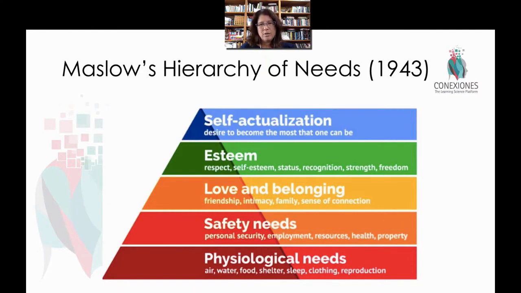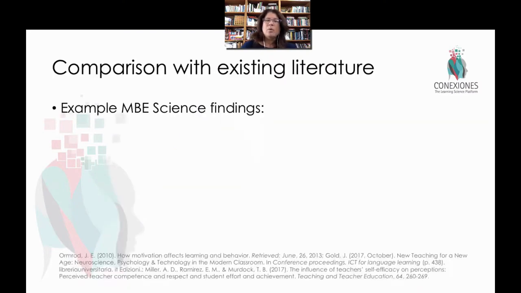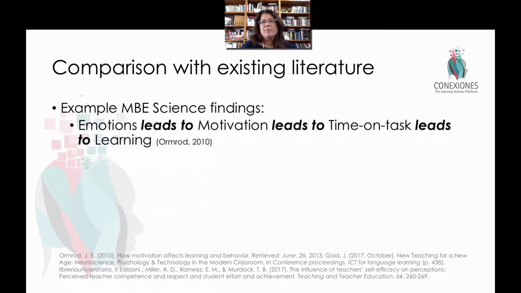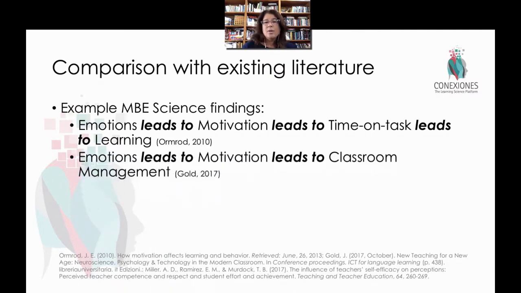What pushes people? Initially, people will be driven to first get those basic physiological needs under control. Then once that's okay, they can secure core safety needs, then love and belonging, esteem, and then self-actualization. And what we find from the recent literature, looking at mind-brain education, is some very interesting work showing how emotions lead to motivation, which leads to the time on task that people spend, which leads to eventual learning. Or that emotions lead to motivation, which means that classroom management issues are reduced.